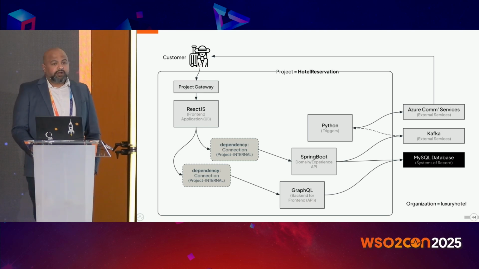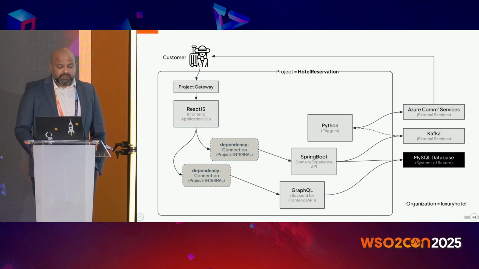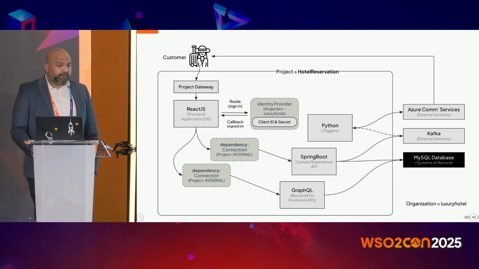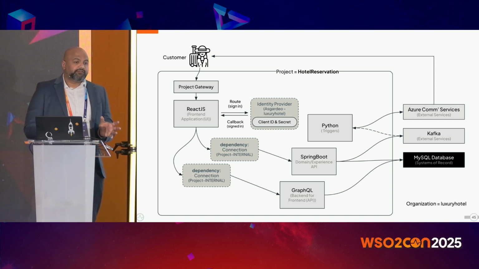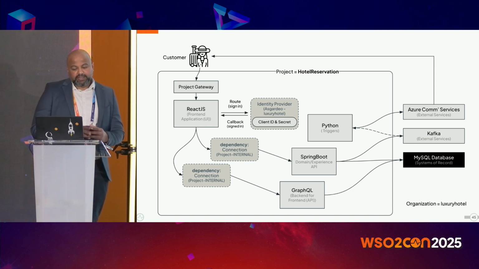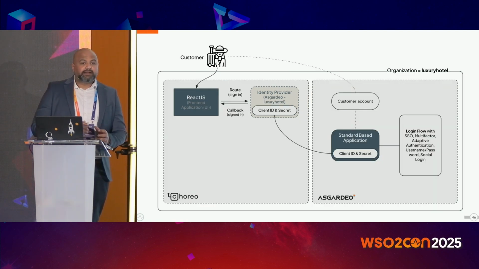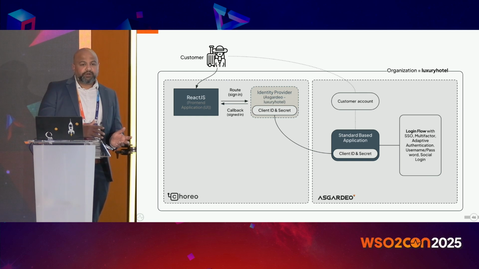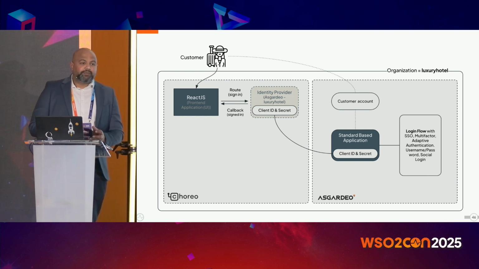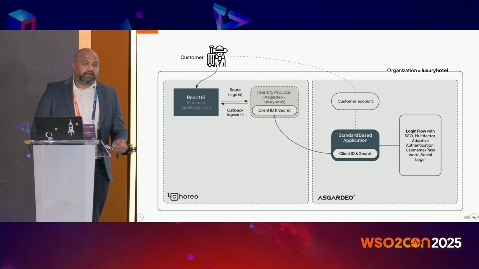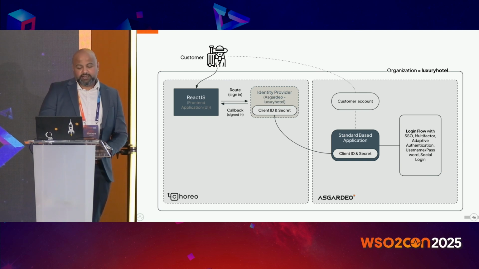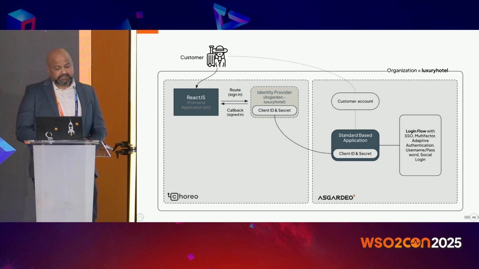I also mentioned Asgardio in this case. Because Choreo and Asgardio are WSO2 products, within Choreo we can create an identity provider to represent a certain thing in Asgardio. Using that option, when you add your users to Asgardio, this user information can be used within Choreo in order to allow login to your applications in this manner.